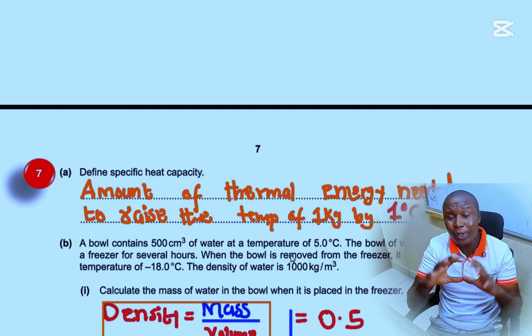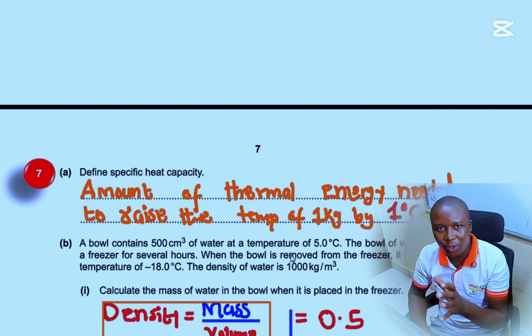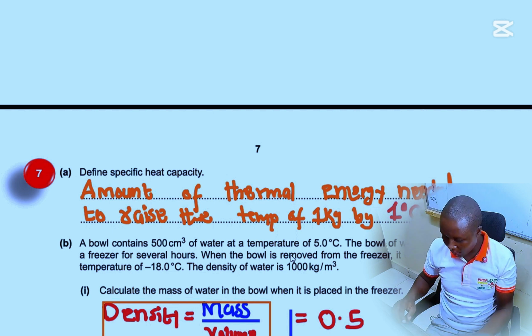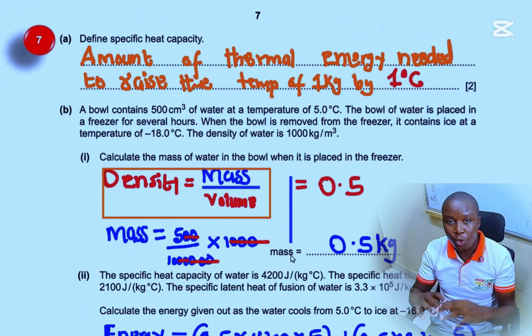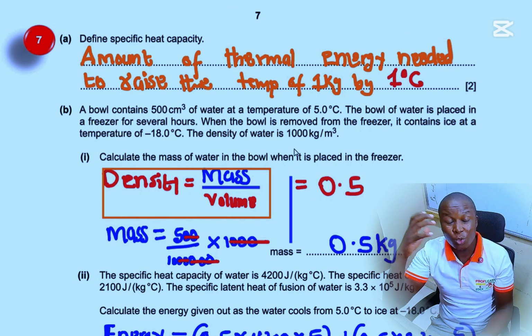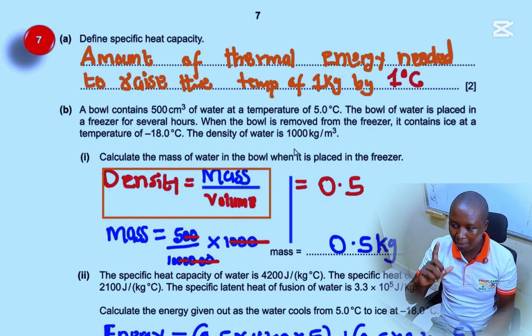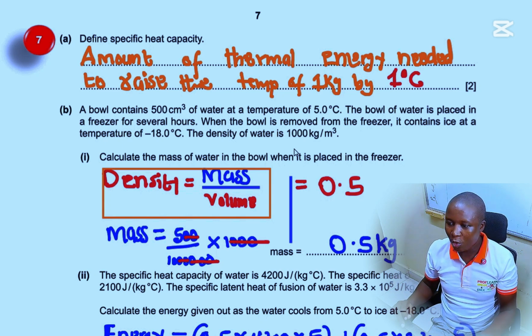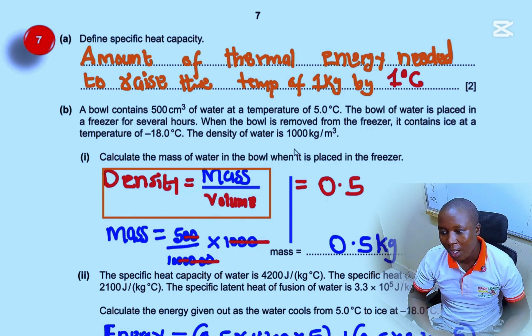So in that case, when you are asked during your May-June exams, you are going to say this is the amount of thermal energy required to increase the temperature of a substance by 1 degree Celsius. So you have to be very specific. That is the amount of thermal energy required to raise the temperature of 1 kg of a substance by 1 degree Celsius.